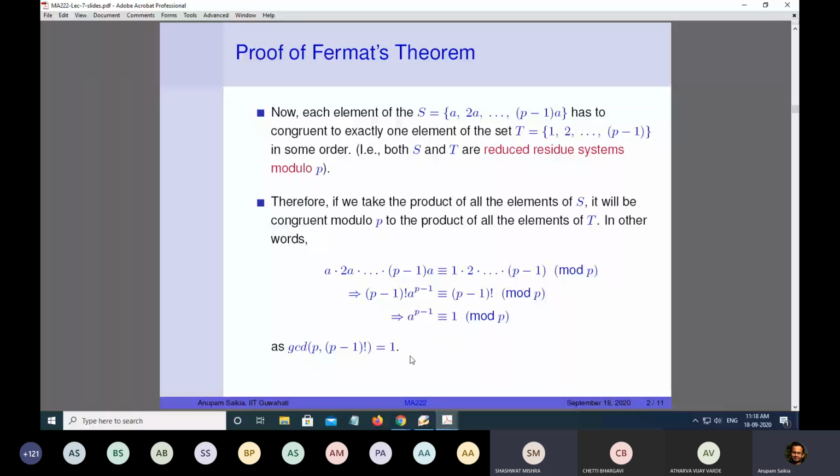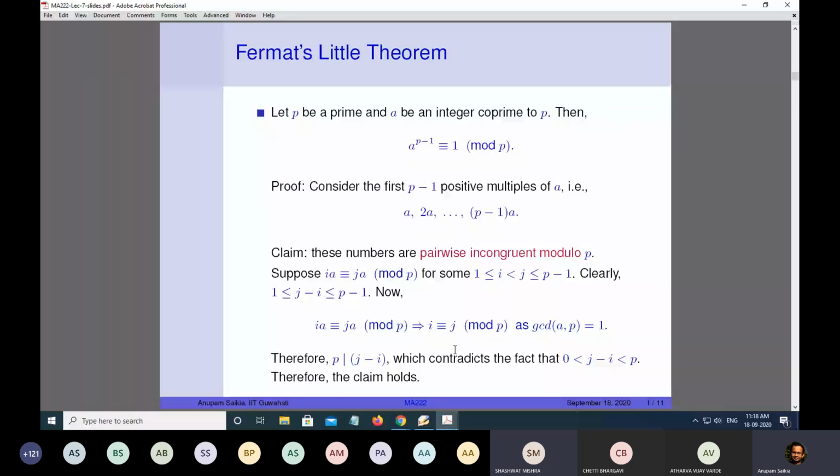Then you have to look at P being a prime number. It's a prime number. That's why we said it is P, a prime number. Okay.